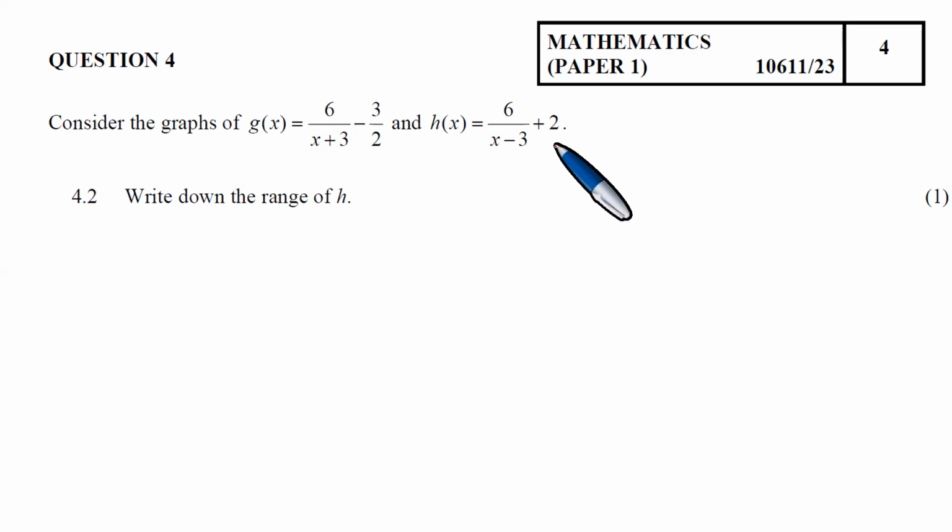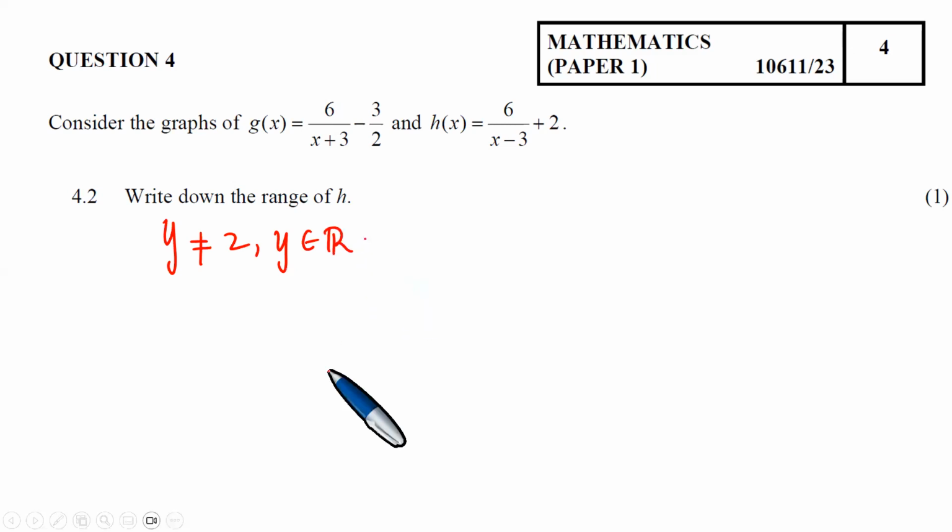What is the range of h? The range of h is that we cannot allow y to be 2. So y is not equal to 2, but y is a real number. Y is an element of the real numbers, but it's not equal to 2.